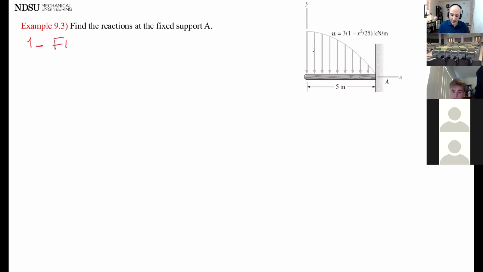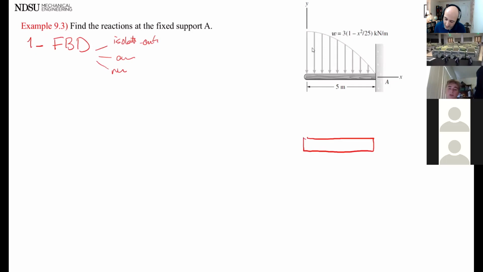Exactly. So the first step is to draw a free body diagram, right? Free body diagram has the 3 steps: isolate, outline, active forces, reactive forces, right? So let's do that. Step 1, this is the beam, and then I put active forces on there, which is this distributed load, and I'm going to find the equivalent force. Okay. And then reactive forces. What kind of reactions does a fixed support have?